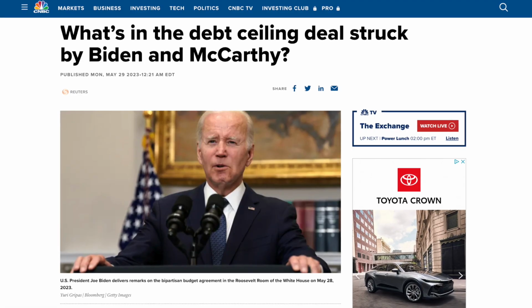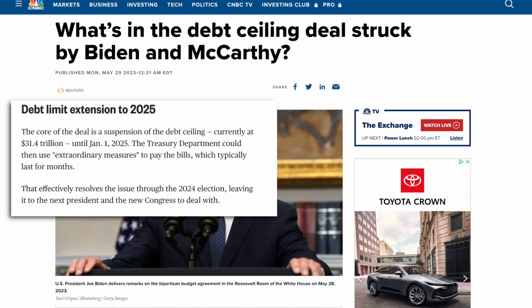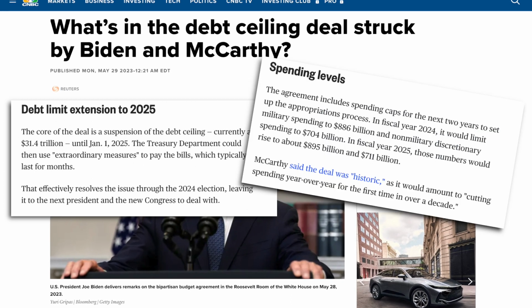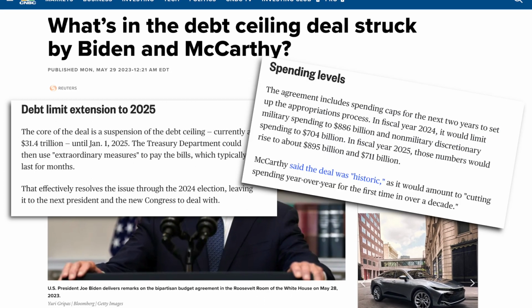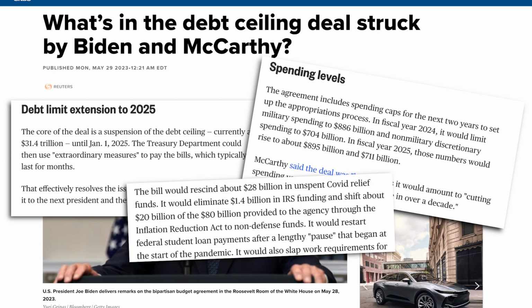What we know about the deal is that rather than raising the debt limit to some set amount, the debt limit will be suspended outright until 2025. In exchange for that suspension, there will be spending adjustments across the board in places like IRS funds and remaining COVID relief. And on top of those cuts, the current pause on federal student loan payments will be lifted.